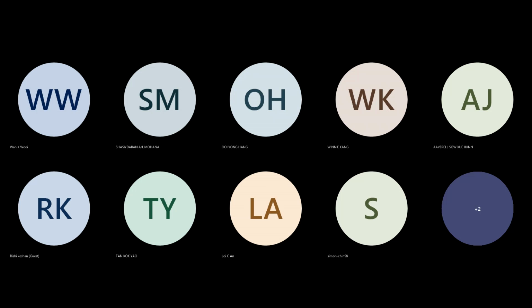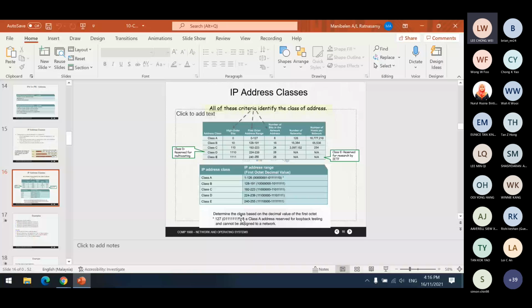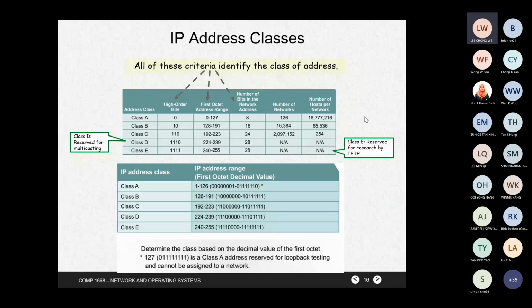All right, let's continue from where we stopped. So if you look at class A, the high-order bit is 0. First octet address range. Many of you will be familiar with this: 0 to 127 is for class A.